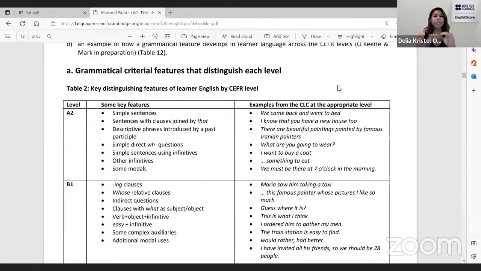For example, here they share with you some interesting phrases and expressions that we can use depending on the level. If your student is at B1 level, the grammar will be like whose, relative clauses, indirect questions, easy plus infinitive, additional modal uses, and some of the expressions your students should be using at B1 level, such as: I have invited all his friends, so we should be there, should be 28 people. It is very useful, especially because sometimes we don't know what kind of expressions our students should learn at their level. So these documents share many of these expressions with you.